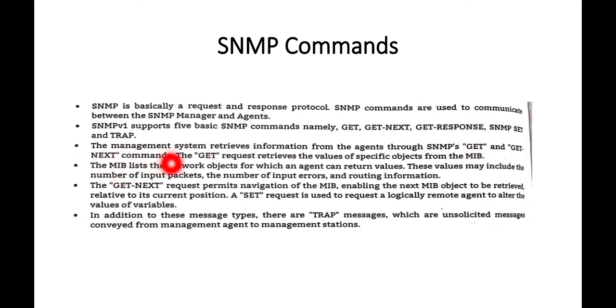Okay, the get request retrieves the values of a specific object from the MIB. The MIB lists the network objects for which the agent can return values. So here, for get next, the manager wants the next data. It wants some data by using the get command, and also wants much more data, so it can use the get next command, if we want the next part of the data. For example, here there are 5 packets related to one data.